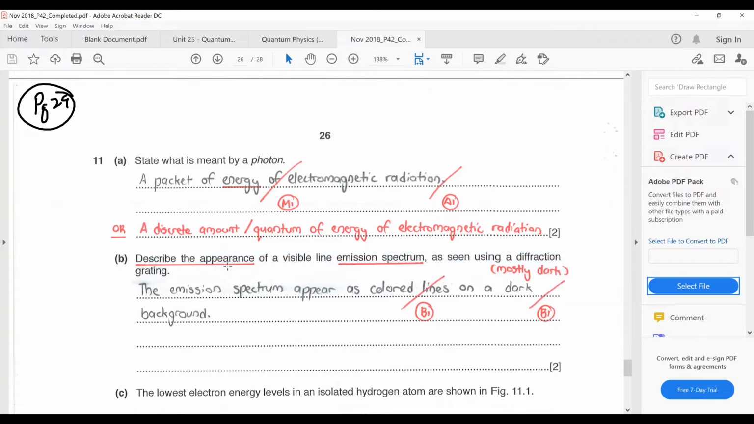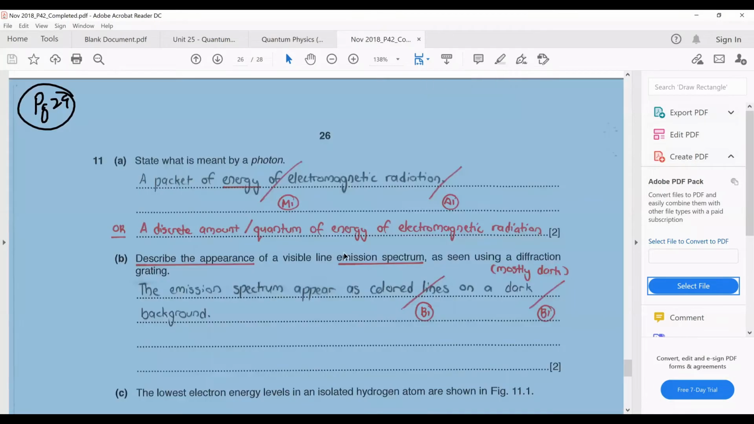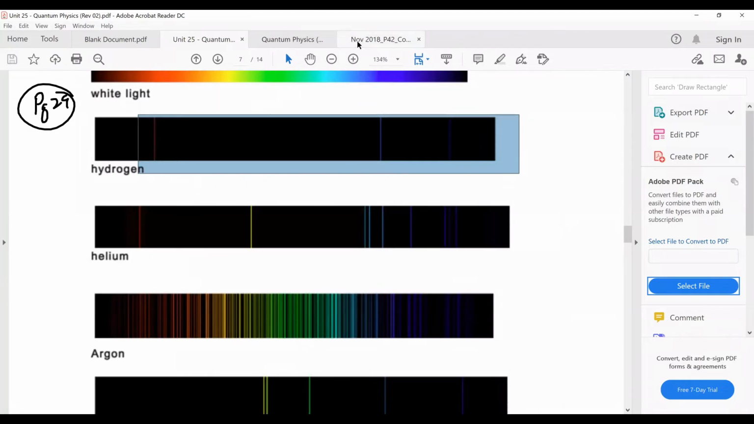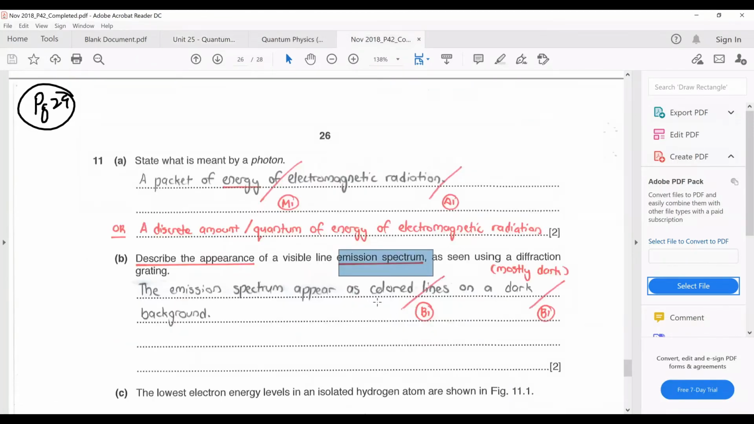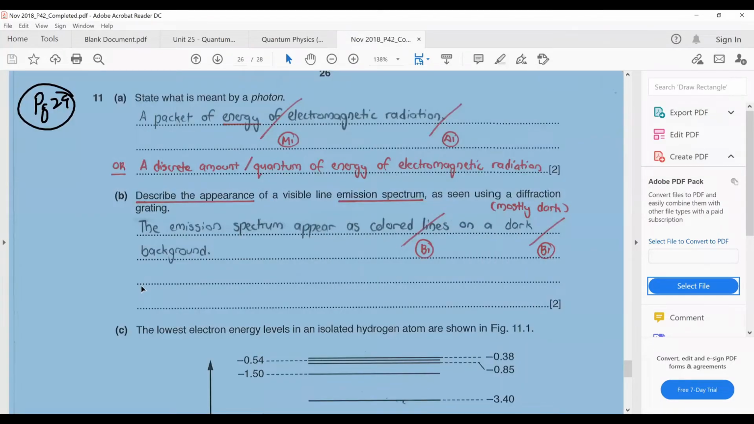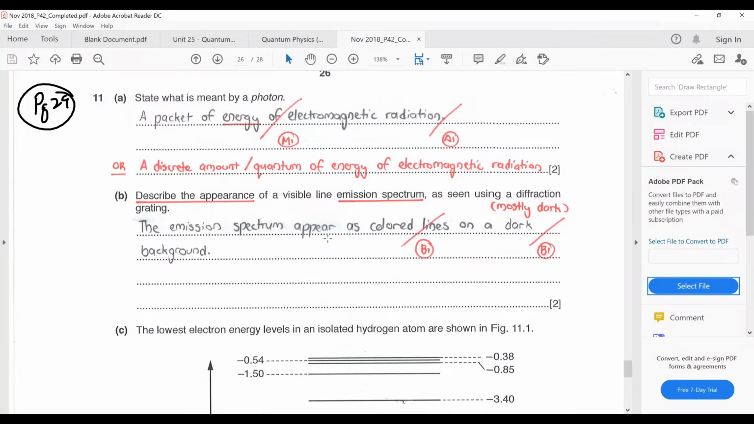Now, describe the appearance of visible line emission spectrum as seen using a diffraction grating. So they're asking you to describe how a visible line emission spectrum would look. How will an emission spectrum look? Basically, that's what they're telling you. In your case here, as I mentioned to you, your emission spectrum actually appears as colored lines on a dark background, or colored lines on a mostly dark background. All right, 2 marks here. Colored lines, dark background. That is what your marking scheme said.